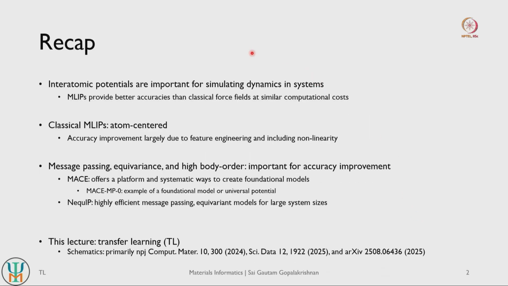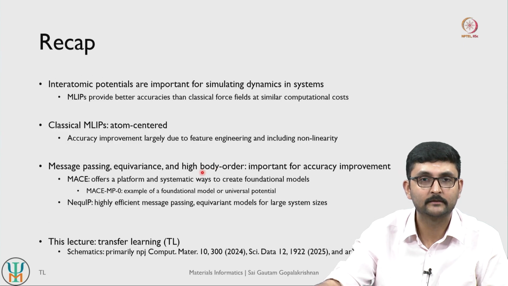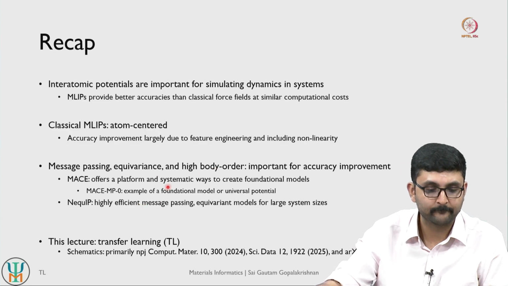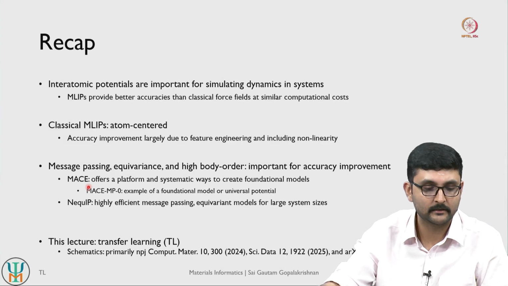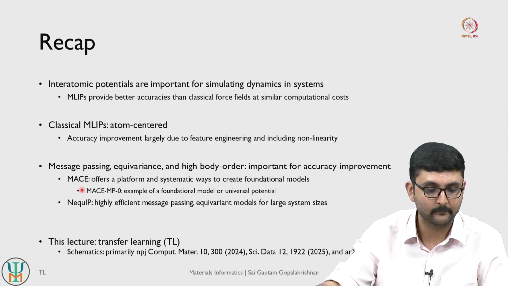Okay. Just to recap what we discussed in the last lecture. So, we looked at interatomic potentials as an important tool for simulating dynamics in systems, and we looked at examples of machine learning interatomic potentials, and then we also looked at classical versions of machine learning interatomic potentials and how their accuracy and transferability can be improved, and also learning rates can be improved by using message passing, equivariance and high body orders within graph based networks. So, we also looked at examples of MACE and NequIP, which are two classes of graph based machine learning interatomic potentials that are quite popular in the recent past.